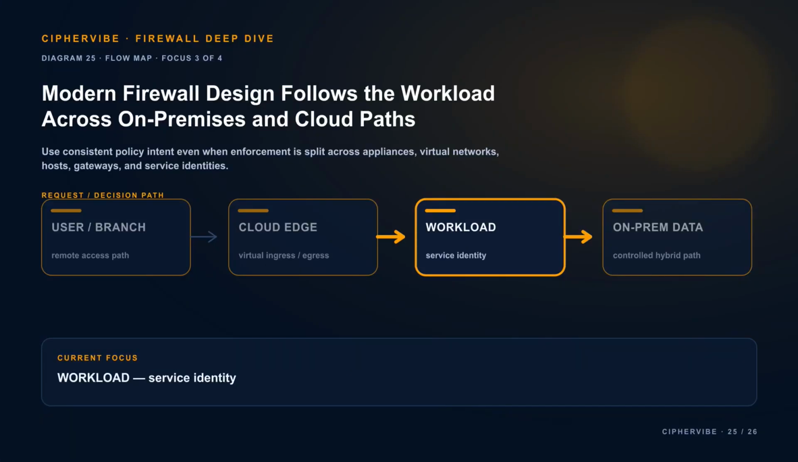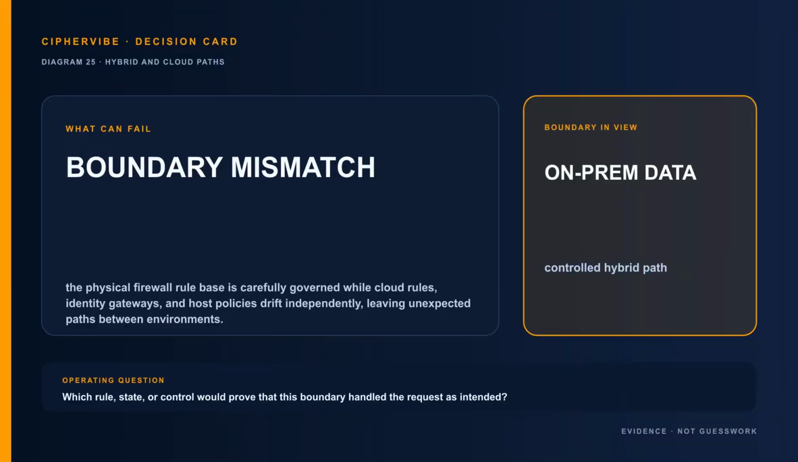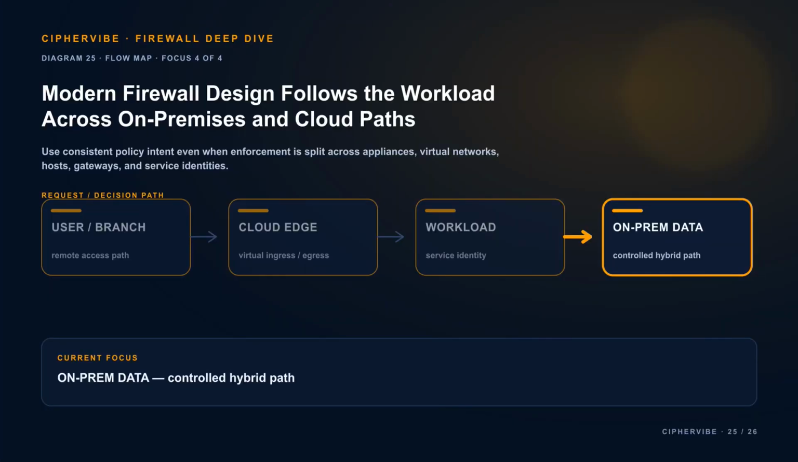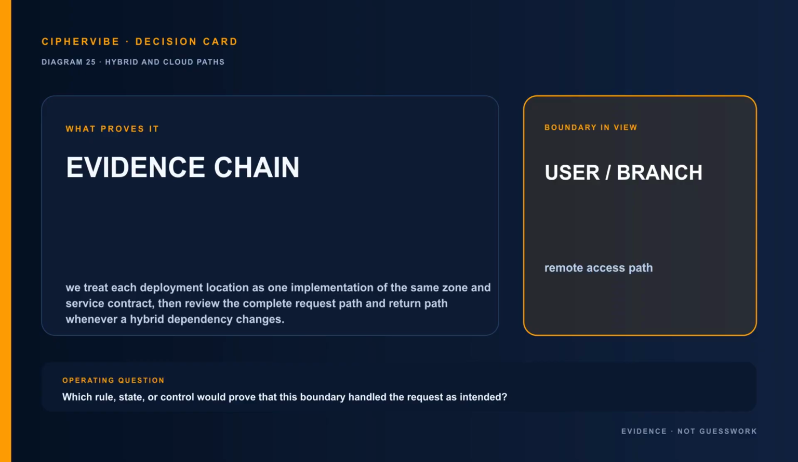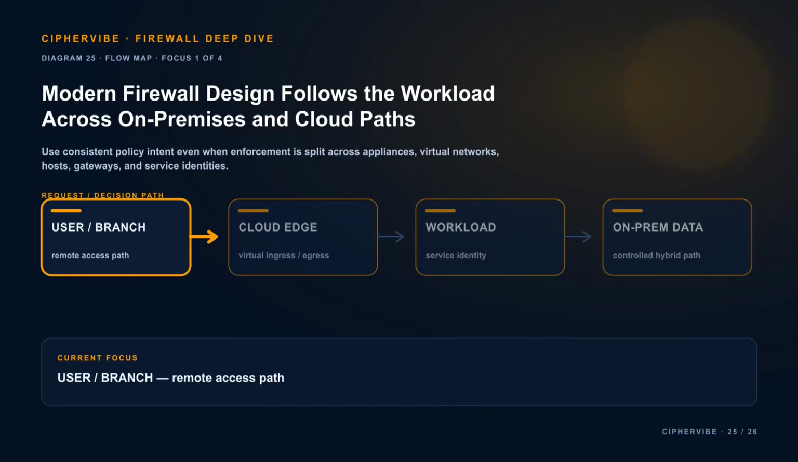The design challenge is to keep the intent coherent. Teams should be able to answer the same questions across every location: what may initiate, what resource is protected, what identity is required, where is it logged, who owns the policy, and how is it changed safely. Mechanically, traffic crosses multiple environment-specific enforcement points while automation applies a shared policy model and observability joins records from those points. The common failure is that the physical firewall rule base is carefully governed while cloud rules, identity gateways, and host policies drift independently, leaving unexpected paths between environments.